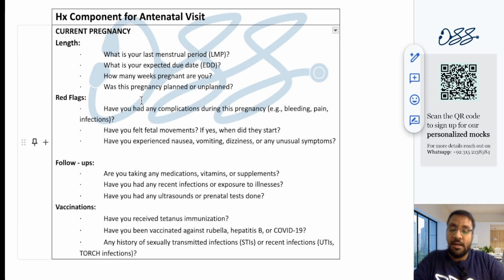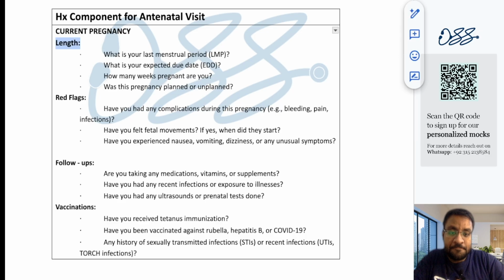So if a patient is coming for you for an antenatal checkup, that means that she's pregnant, and she knows that she's pregnant. So you have to explore the current pregnancy, and there are 4 different aspects of exploring what the current pregnancy is and how the current pregnancy is going. Okay, and I'm going to discuss all these 4 aspects with you now.